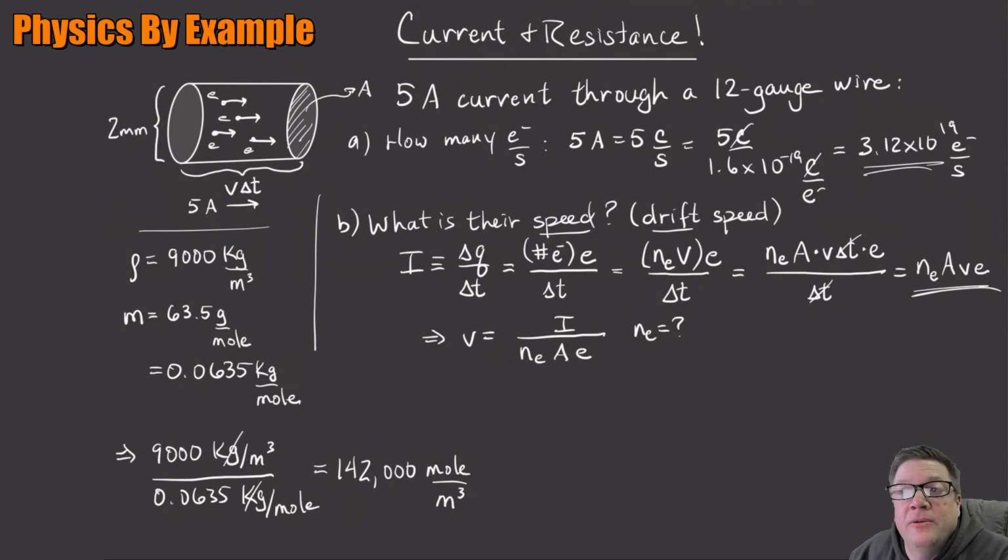Well, now I'm almost home, right? Because if I know how many moles there are, I multiply by Avogadro's number, and then I get the number of atoms. So that equals, if I multiply by 6 times 10 to the 23rd, I'm going to get about 8.5 times 10 to the 28th.